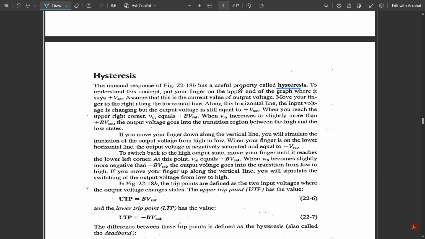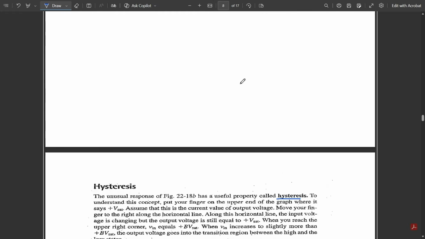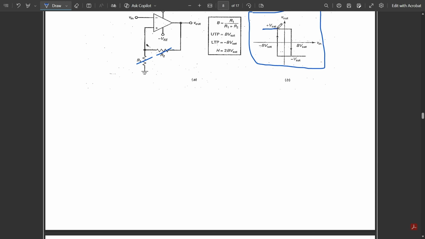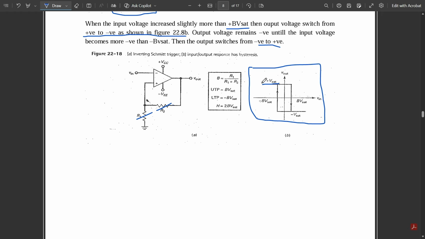Assume that wherever you have kept your finger, that is the current output voltage. Now move your finger to the right along the horizontal line. From here you move the finger along this horizontal line. Then what happens, you see here, along this horizontal line the input voltage is changing, but the output voltage is still equal to plus V saturation. Which means that moving along the horizontal line, the output voltage remains the same, but the input voltage is getting changed. Why? Because it shifts from positive to negative at one stage, and from negative to positive at a different stage, at plus beta V and minus beta V.